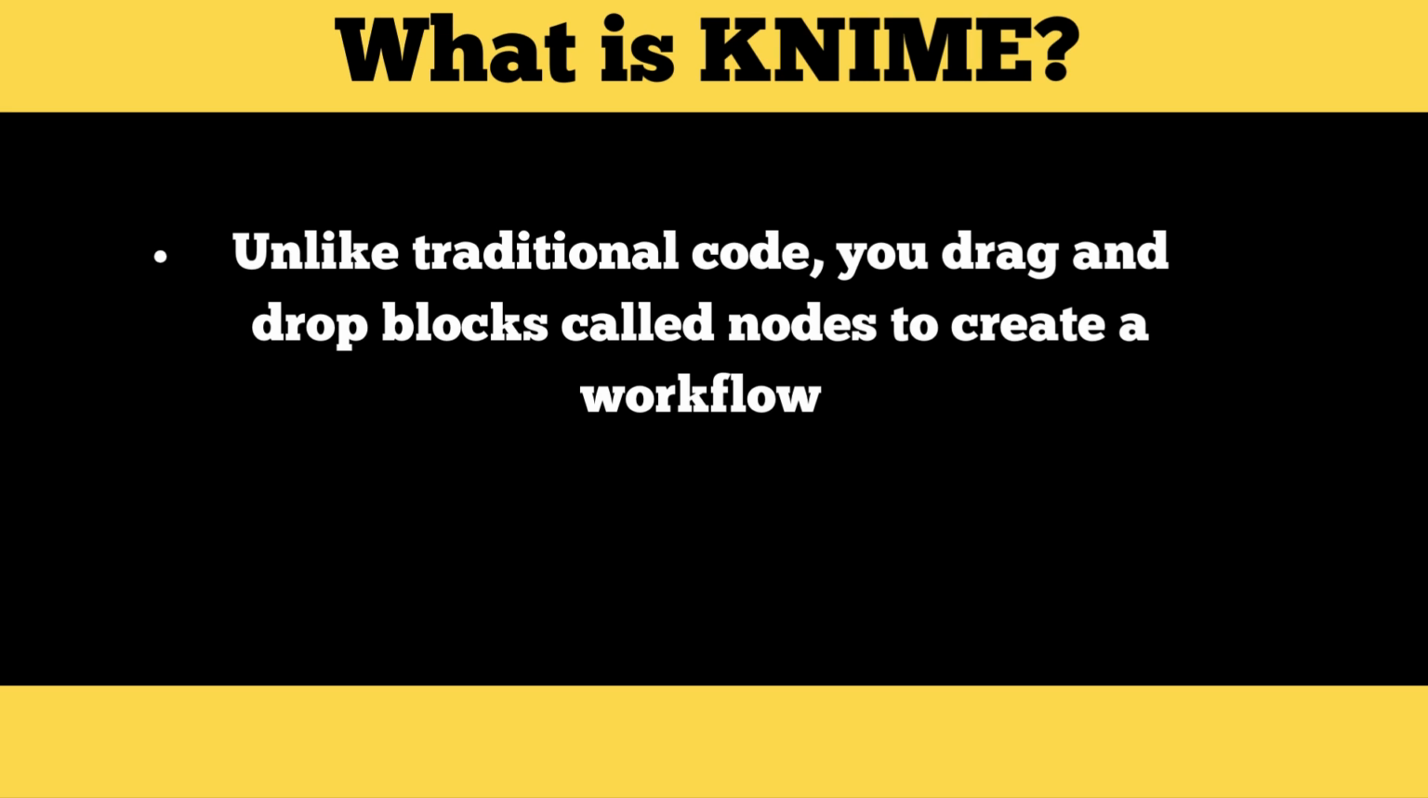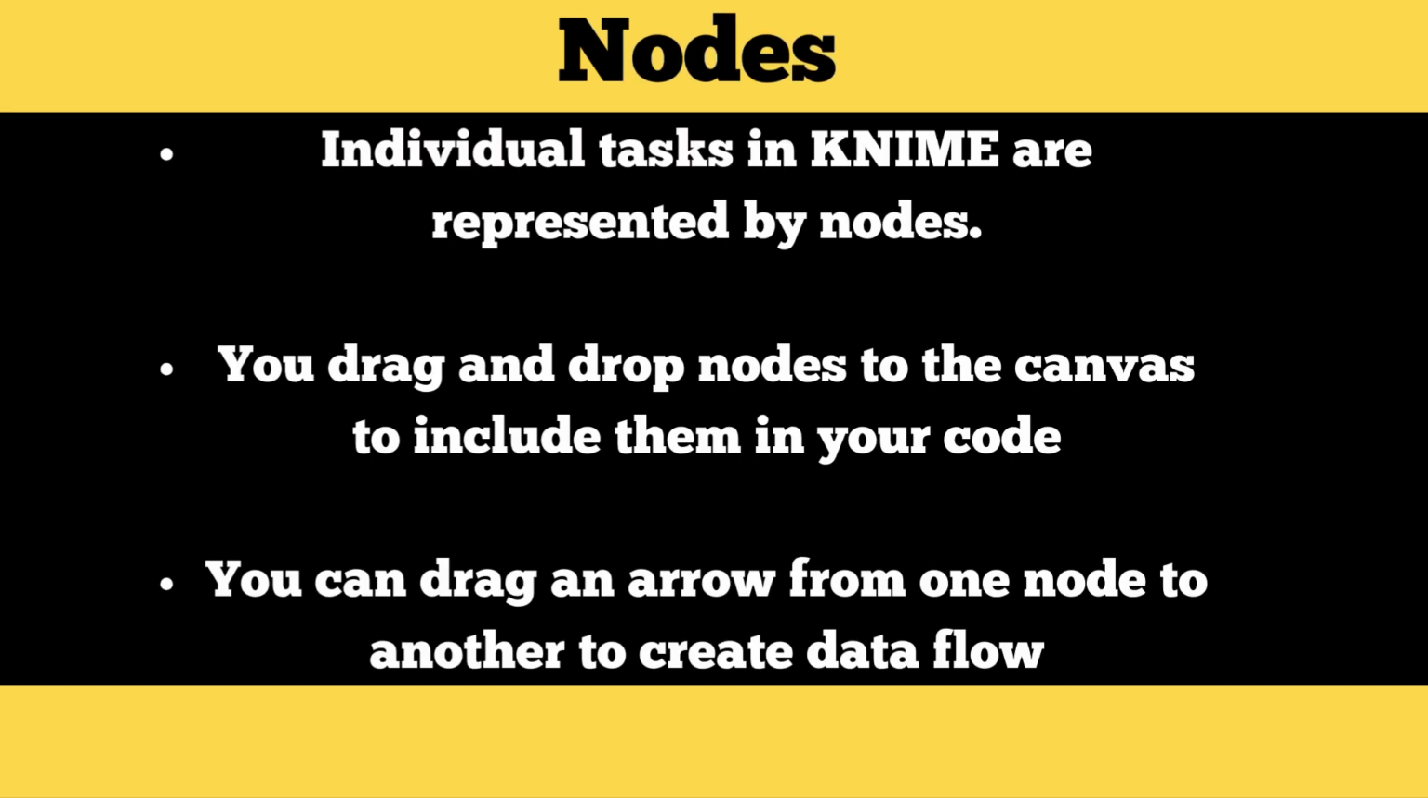We create a workflow. So what are nodes? In KNIME, individual tasks are represented by nodes. You can drag and drop nodes to your canvas to include them in your code or workflow. To connect nodes, you can simply drag an arrow from one node to another, which represents data flow.